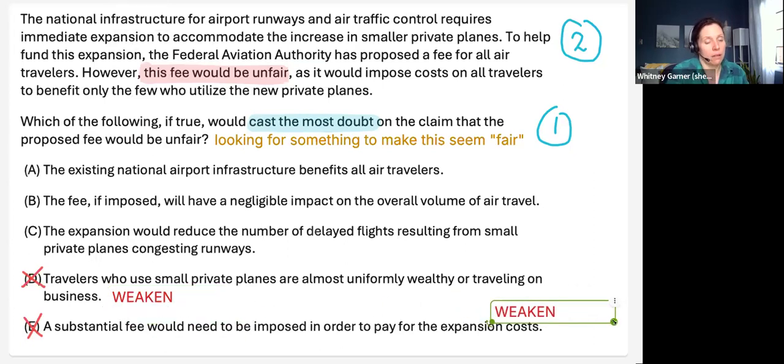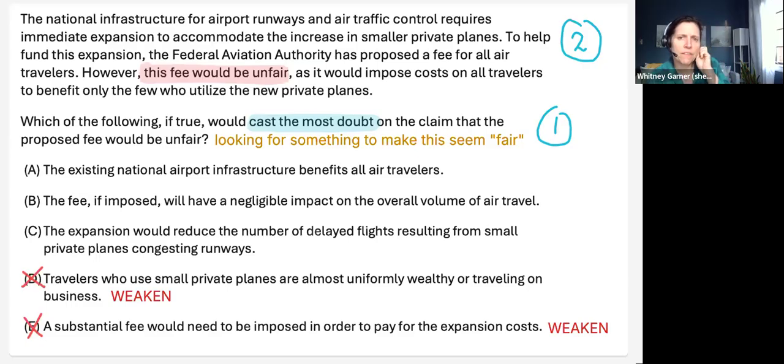Now, I love answer choice A. I want to come back to it in just a second. Answer choice A is a phenomenal trap answer in the world of strengthen and weaken and assumption, in fact.